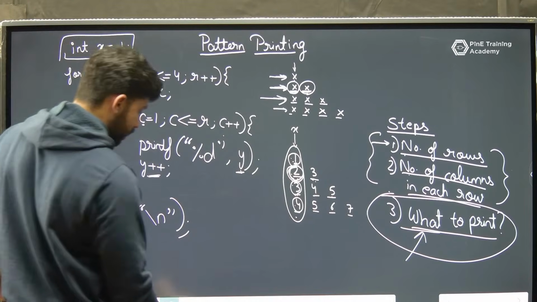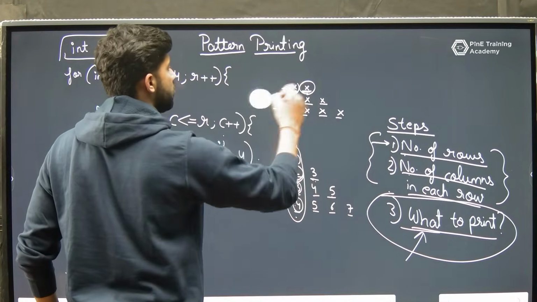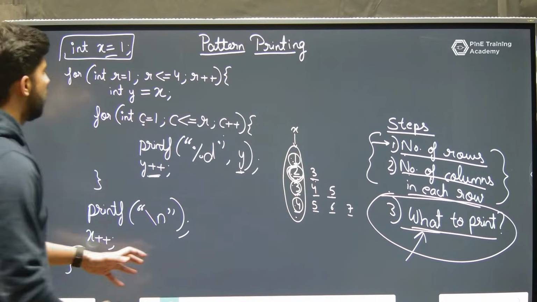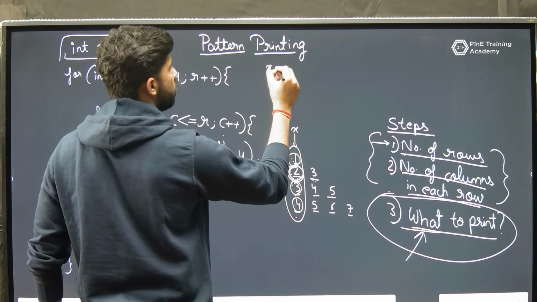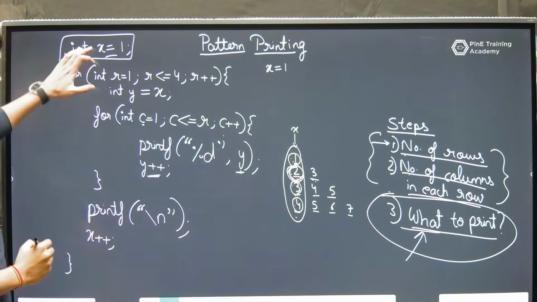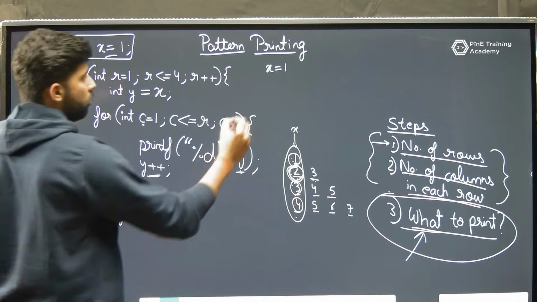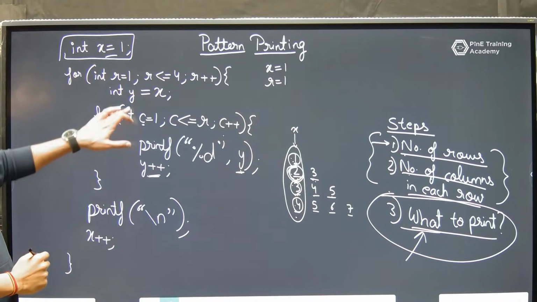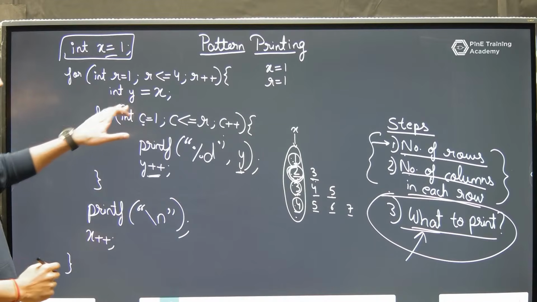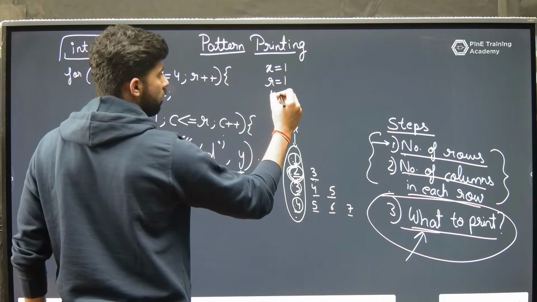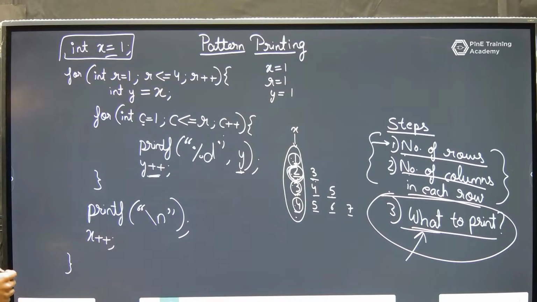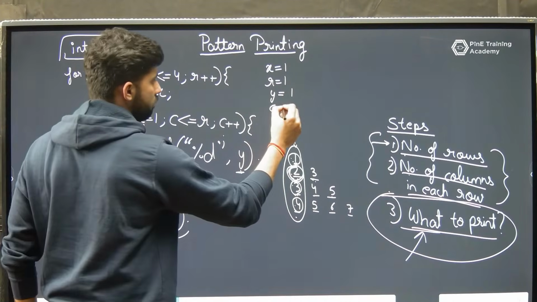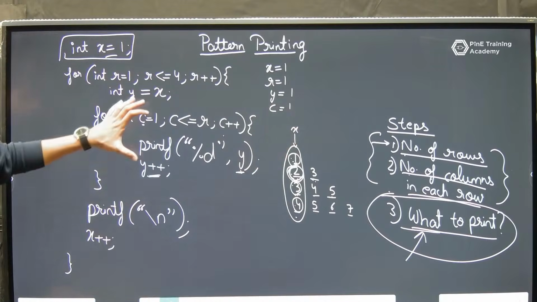So let me erase this pattern. I need some space here. I have x equals 1 initially. I'm starting with r equals 1. I'm assigning x into y, that means y will also be 1. Then I have c equals 1. So I have noted down the initial values.